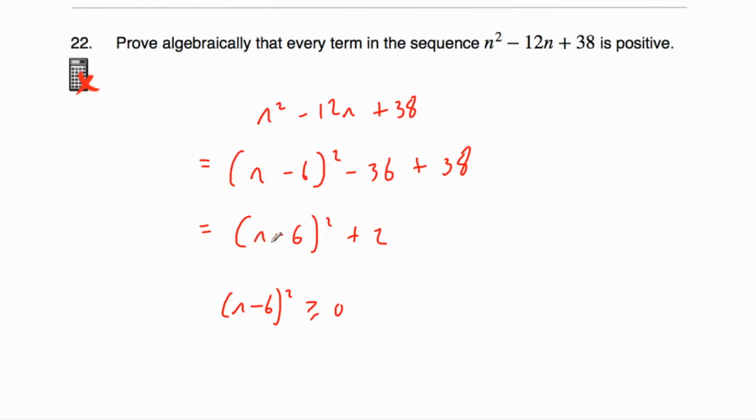So we had our n minus 6 close bracket squared, which is 0 or positive, and then we're going to add 2. Now, whenever we add 2 to that, it no longer can be equal to 0, because if this was 0 and you're adding 2, you're not going to have a positive number. So that means that n minus 6 close bracket squared plus 2 is going to be bigger than 0. So that means all the terms in the sequence are going to be bigger than 0. All the terms in the sequence are going to be positive, and that's it.